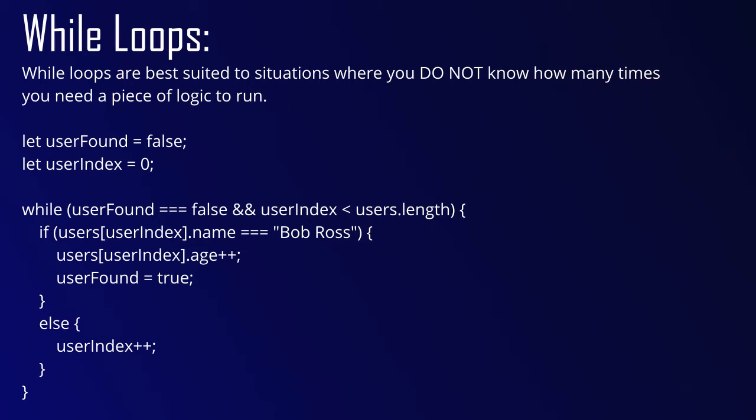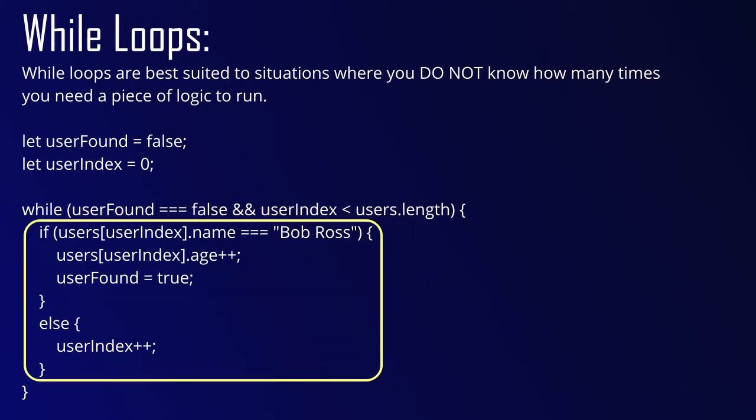While loops are broken down into 2 parts. After the word while, we define the conditions that the loop will continue to run. In our example, so long as user found is false and user index is less than the users array length, the loop will continue. If either of these conditions are no longer met, the loop will end. The second part is the loop body. The loop body is everything contained within the curly braces and is the logic we want to run repeatedly.